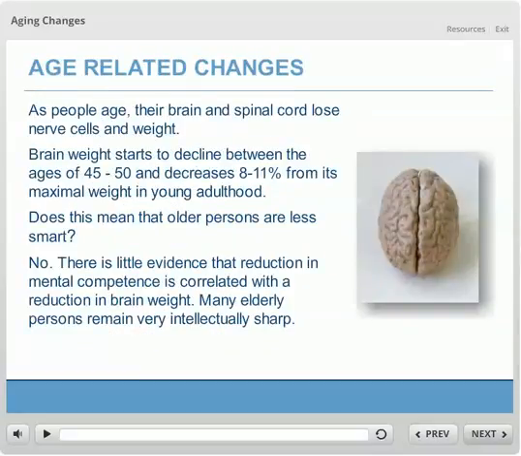As people age, their brain and spinal cord lose nerve cells and weight. Brain weight starts to decline between the ages of 45 to 50 and decreases 8 to 11% from its maximal weight in young adulthood. Does this mean that older persons are less smart? No, there is little evidence that reduction in mental competence is correlated with the reduction in brain weight. Many elderly persons remain very intellectually sharp.